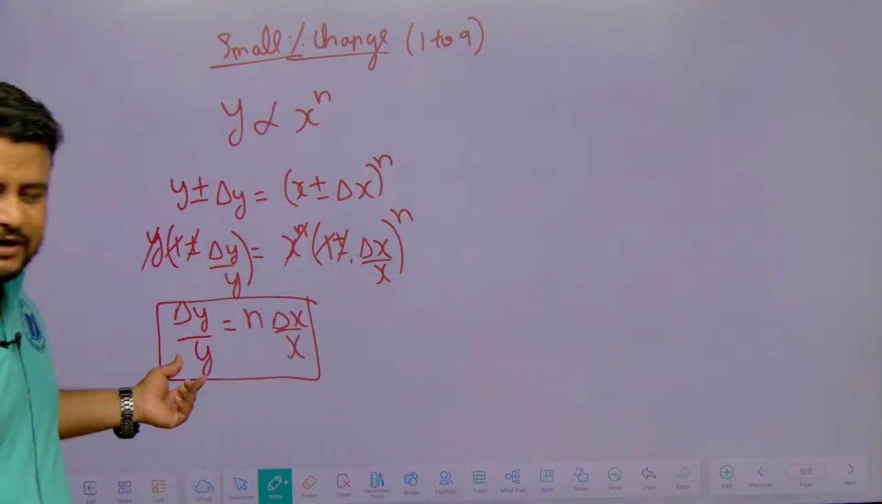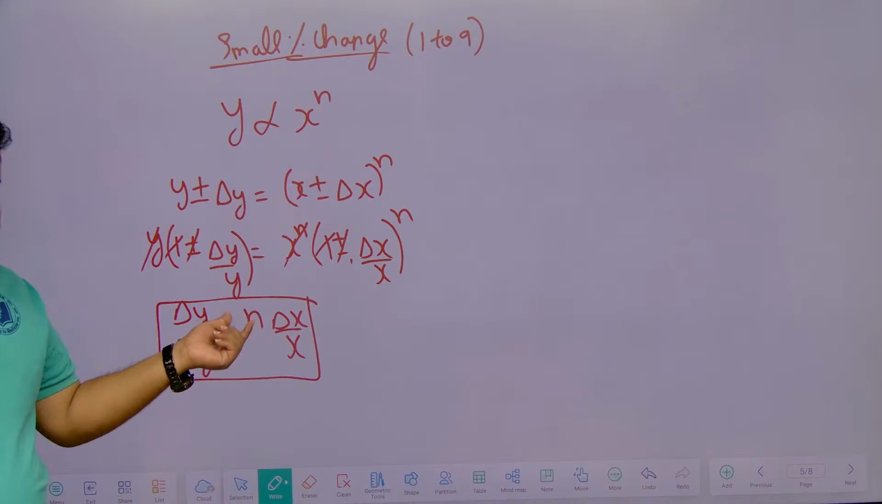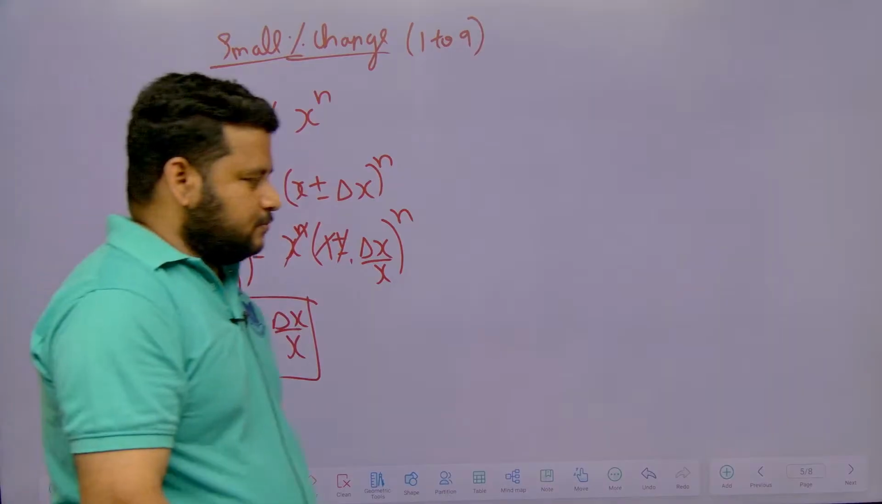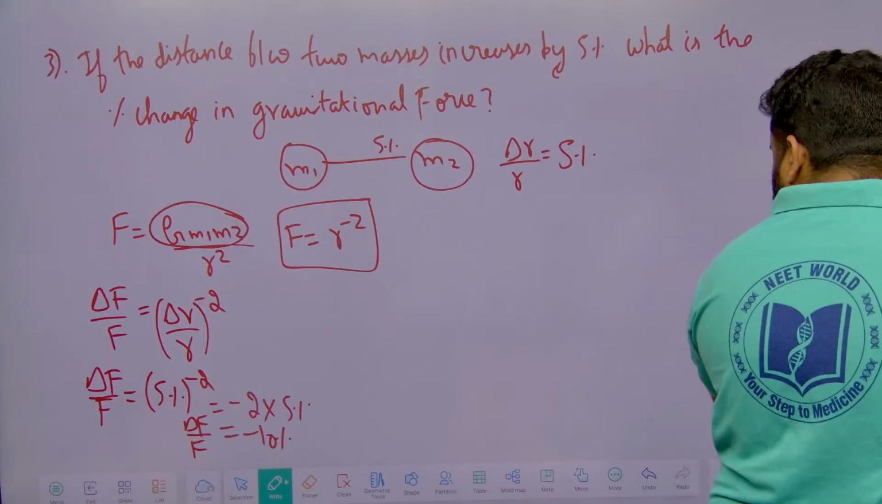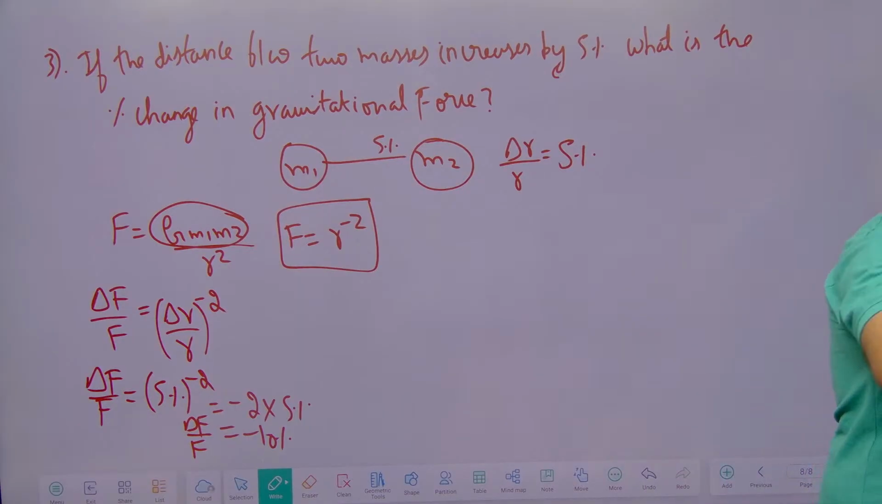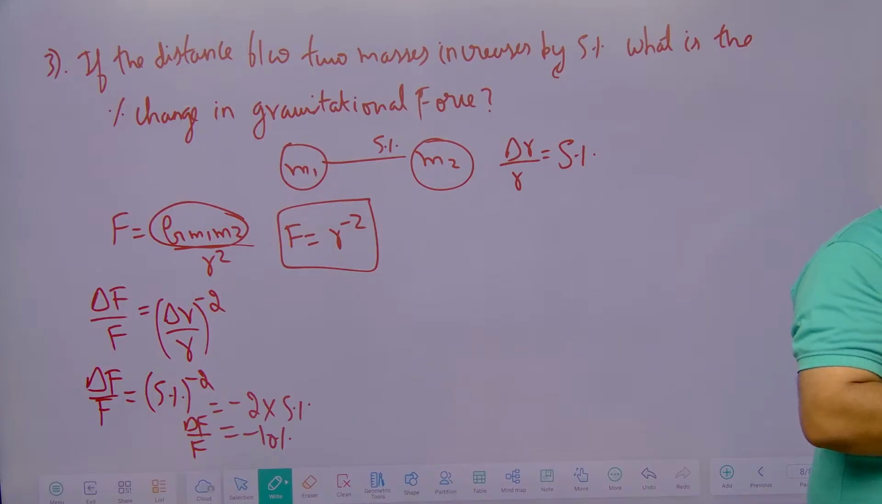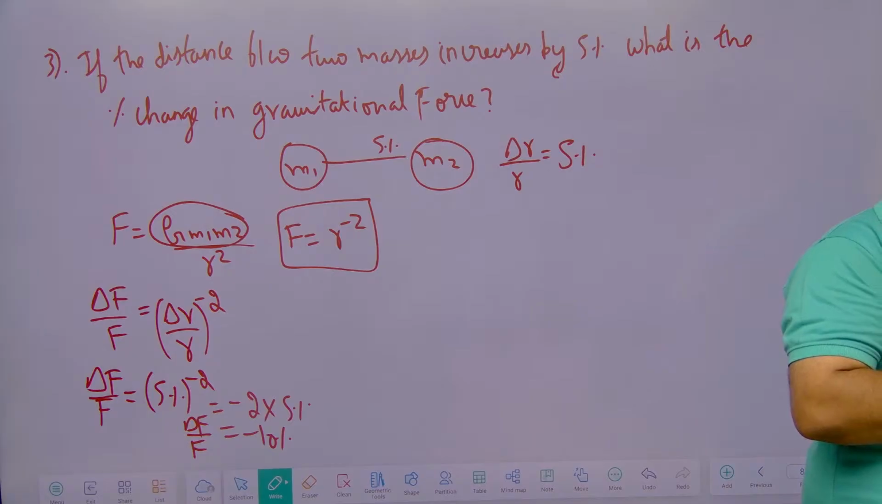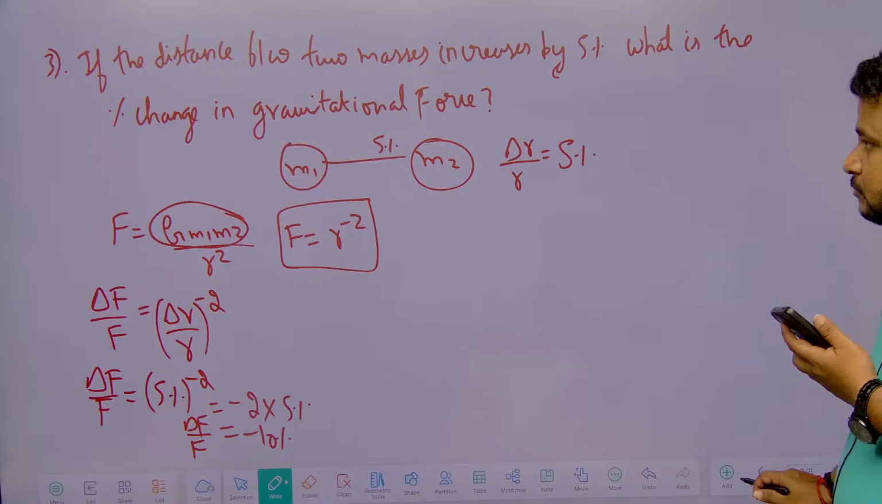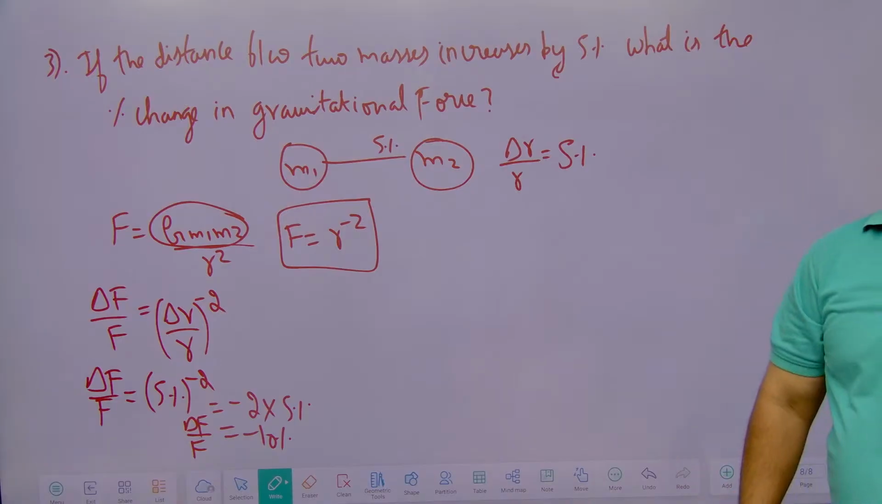What I told you, delta y by y is nothing but n times delta x by x. This n is nothing but the power. Whatever the power, be it minus 2, plus 2, minus 5, minus 6, whatever it is. Understood this question? Write it down. So easily using binomial expansion, you can solve this question. Let us see some more questions of this type. Next question. Written all of you? Write down.